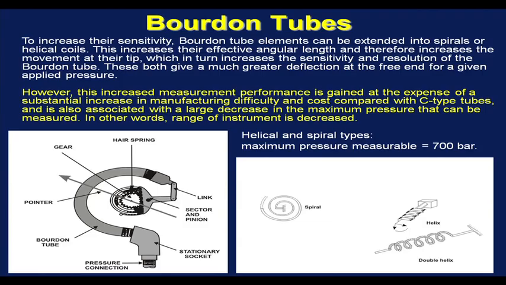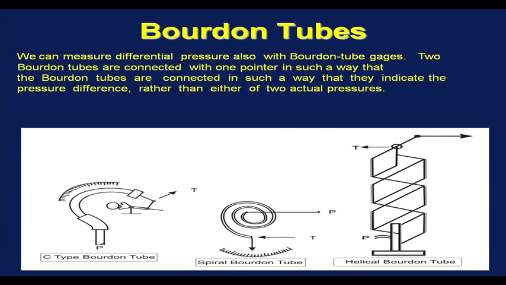So, the maximum pressure that can be measured with C type Boron tube is much higher than compared to spiral type or helical type Boron tube. Helical and spiral types can measure a maximum pressure up to 700 bar. So, once again, C type Boron tube, spiral type Boron tube and helical type Boron tube. We can also use a double helix, where a single helix is used to make another helix.